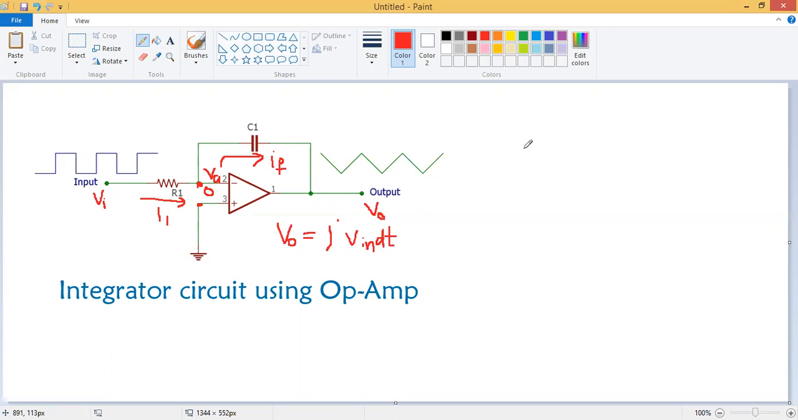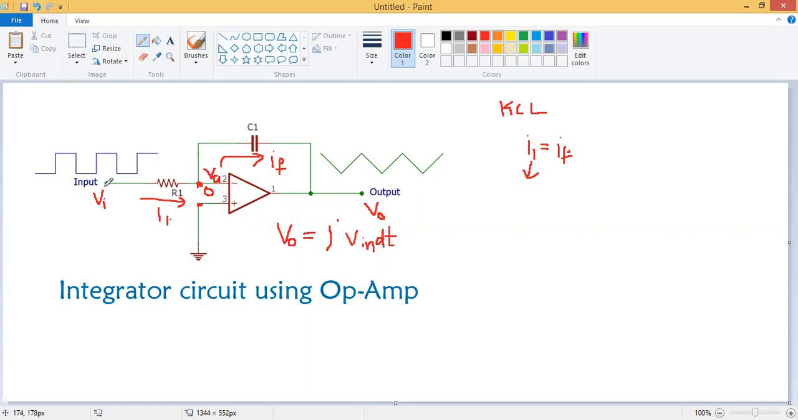According to Kirchhoff's current law, KCL, the currents entering into the node equal the current leaving from the node. The current entering this node is I1, and the current leaving from this node is IF. So I1 is equal to IF.